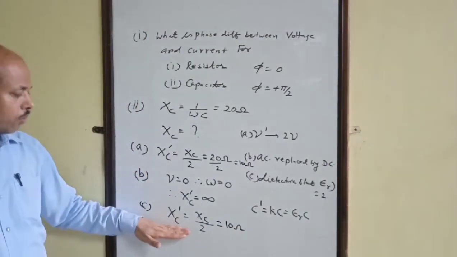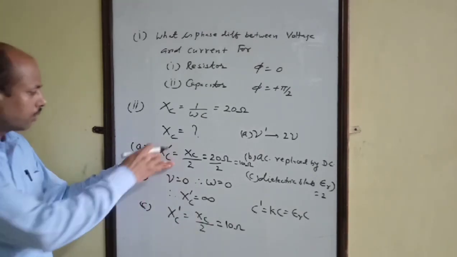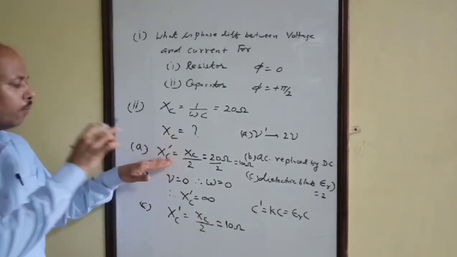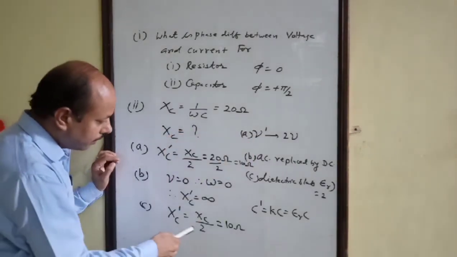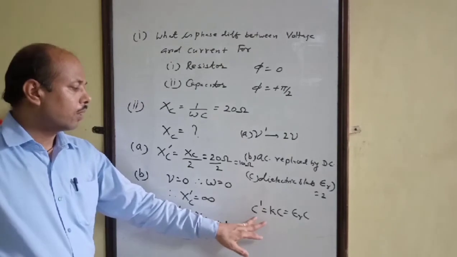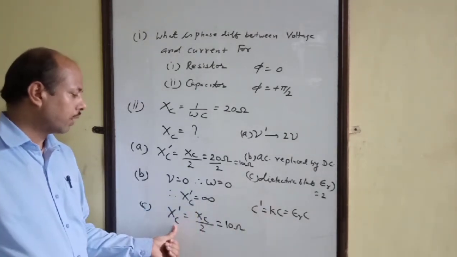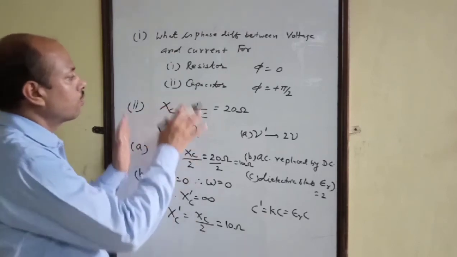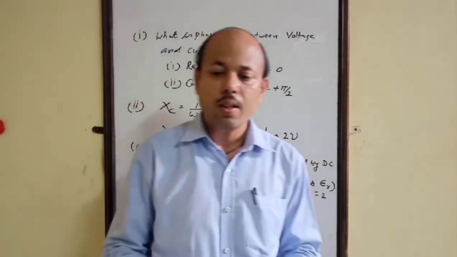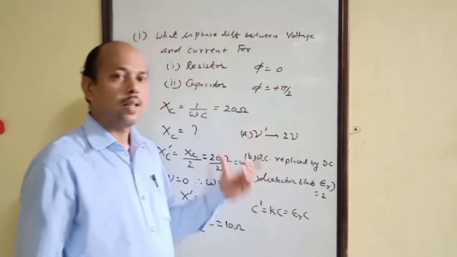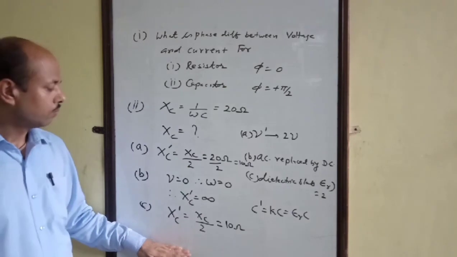It means capacitive reactance will become half in both cases. In the first case it becomes half because frequency becomes double, and in the third part, capacitance becomes double, therefore capacitive reactance becomes half. So this is what we have about the behavior of a capacitor in alternating current, or how a capacitor behaves with AC. Thank you.